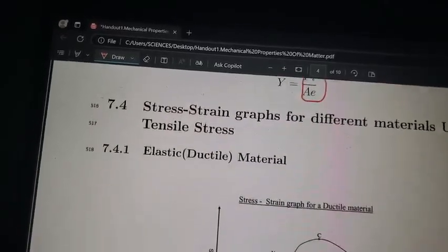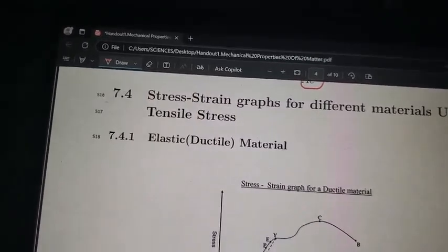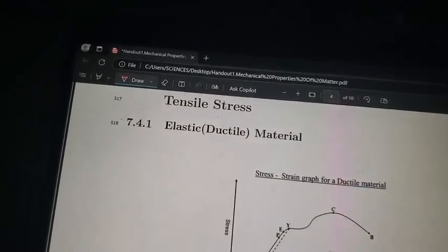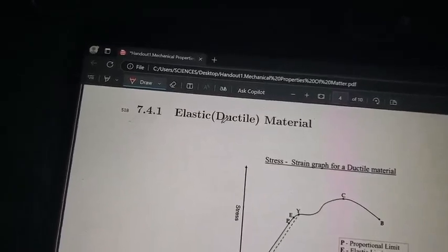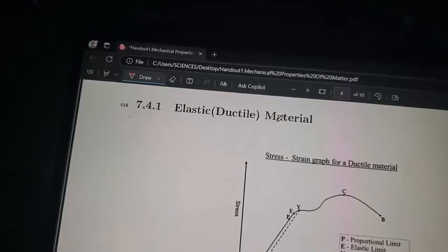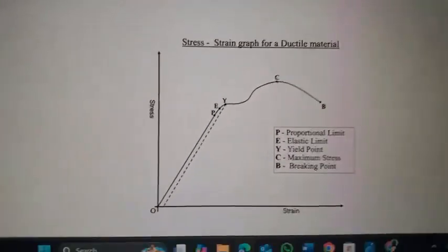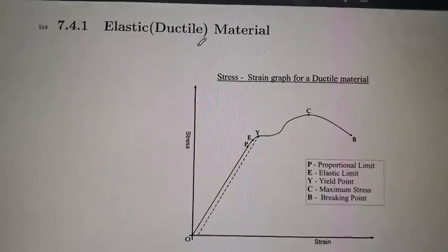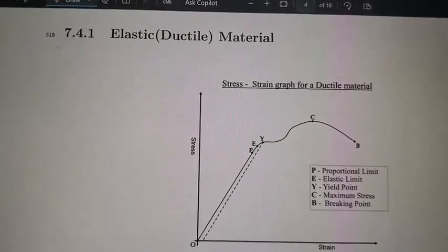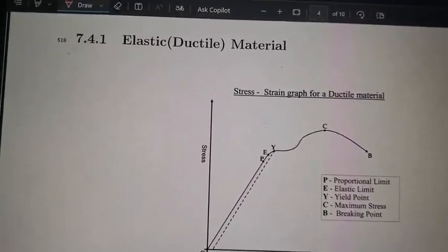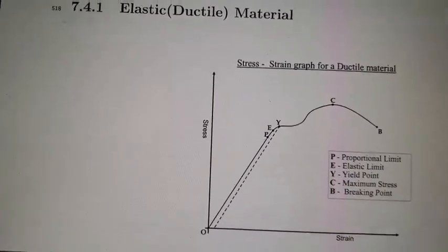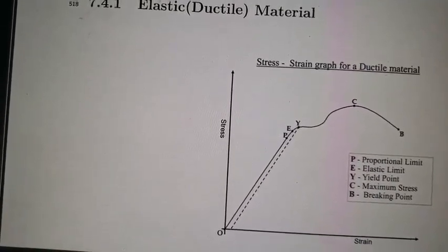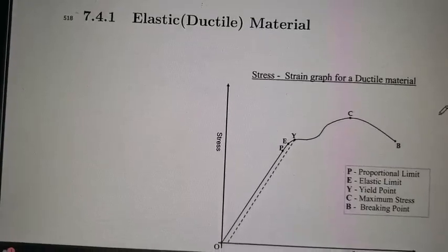There is a graph of stress against strain for different materials, and it's important we look at this graph one by one. We shall begin with the one of a ductile material. First of all, if you have read through the introductory part, you must have come across the definition of ductility of a material, which is a property of material which allows that material to easily be bent into different shapes.